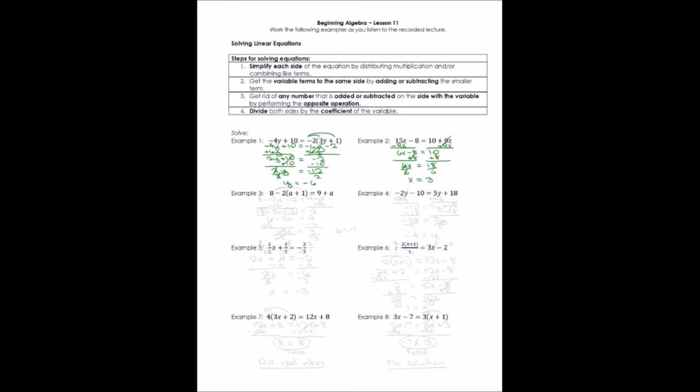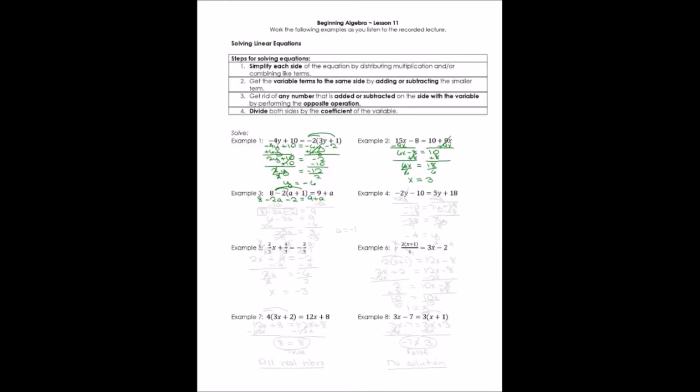Example number 3, we do have to distribute multiplication over on the left-hand side. So I'm going to say 8. I'm going to say negative 2 times a is a negative 2a. And negative 2 times 1 is negative 2. Don't forget, the negative, the sign, stays with the term that it's in front of. So if you're distributing that 2, you have to distribute a negative 2. And that's equal to 9 plus a. Nothing to be done on the right-hand side.